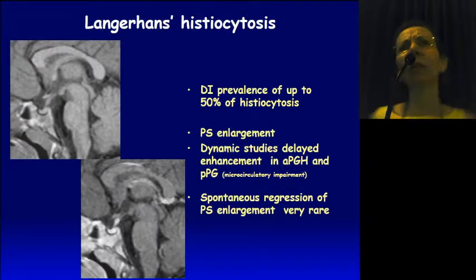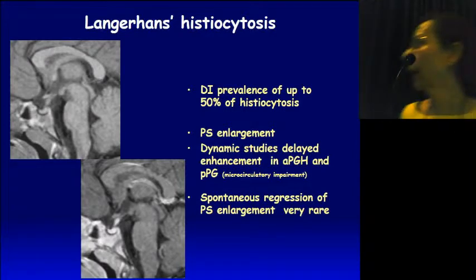But you have enhancement of the normal pituitary gland. You have enhancement of the normal pituitary stalk. So you are not based on enhancement. You are based on the lack of high signal intensity of the posterior lobe, and you are based on the thickening of the pituitary stalk.